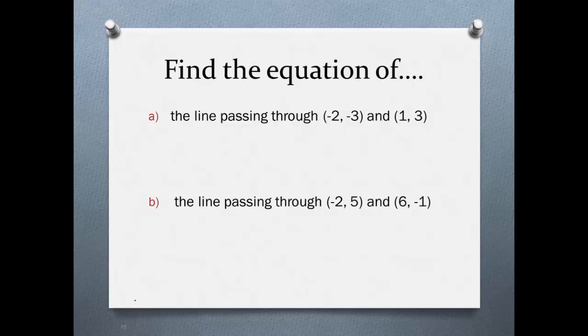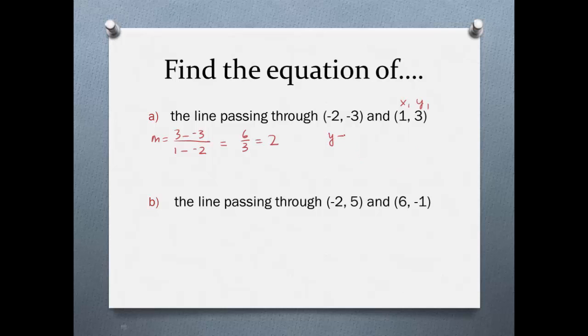Okay, here's a couple where I don't have the graph. Find the equation of the line passing through negative 2, negative 3, and 1, 3. First thing I want to do is find the slope. It's going to be 3 minus negative 3 over 1 minus negative 2. That's 6 divided by 3, which is 2. And then I can choose either of these points to be x1, y1. I'm going to choose this one because I like working with positive numbers better.